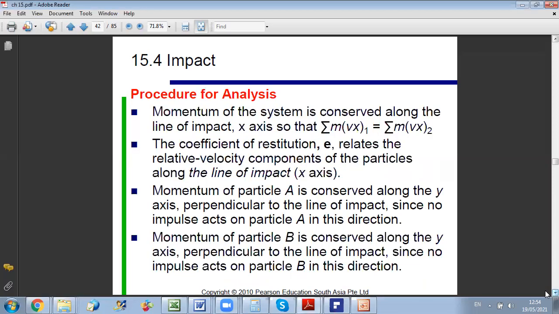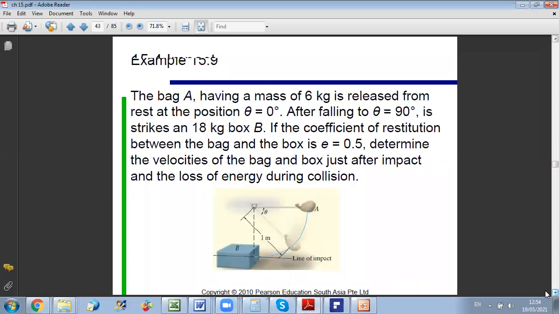طيب. فإذا let us do some practice. So we have in this problem the bag A having a mass of 6 kilograms is released from rest at the position theta equals to 0 degrees. After falling to theta equal 90 degrees, it will strike an 18 kilogram box. If the coefficient of restitution between the bag and the box is 0.5, determine the velocities of the bag and box just after impact and the loss of energy during collision.